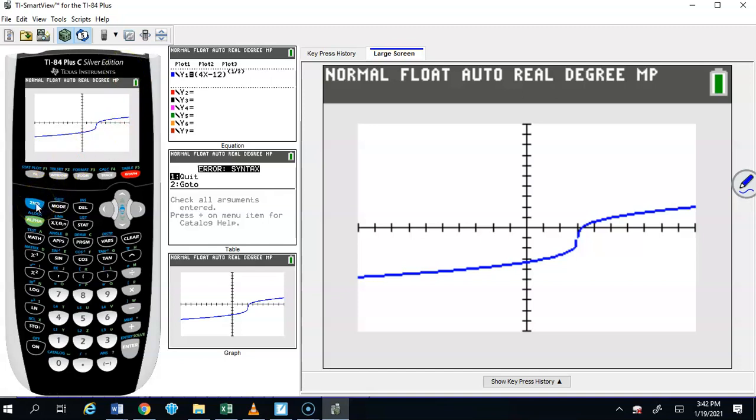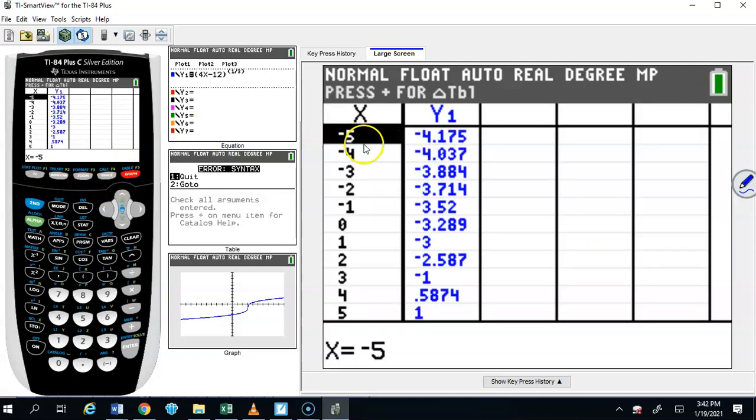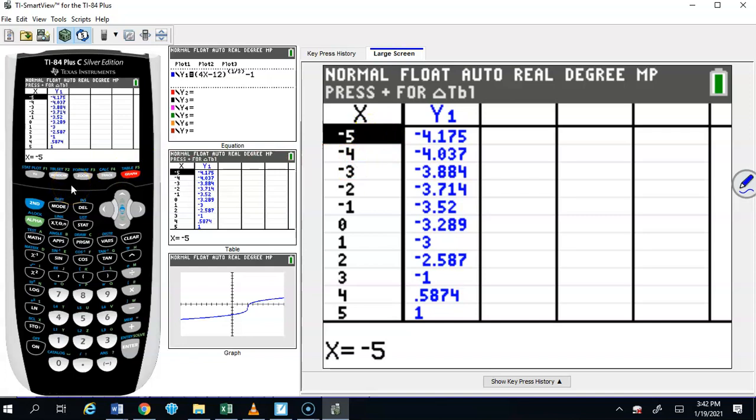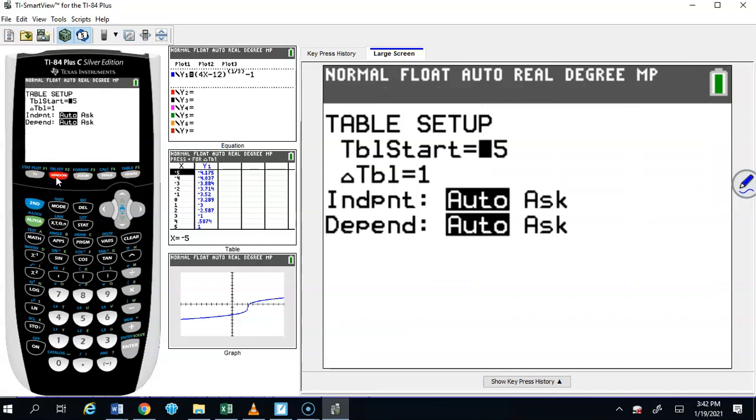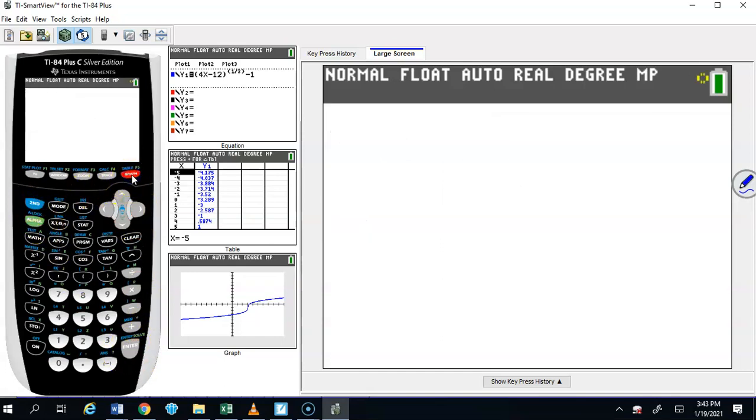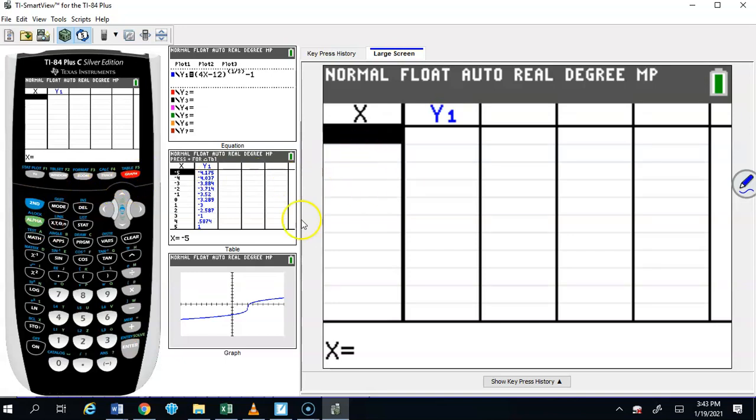Okay, so now once again, we're going to do our table function. So we're going to go second and graph. And this time it started at -5. I don't really like that. I want to go ahead and make it -10. Again, you guys can put whatever values you want in this table. If we go to second window and set the table, I'm going to go down here and put in what I want. So I'm going to click over here to ask and push enter. Now when I go to my table function, I can put whatever values I want in here. So let's say I want to put -10.